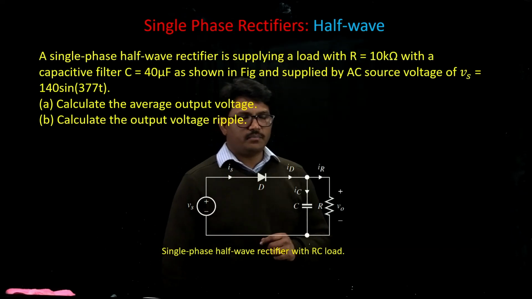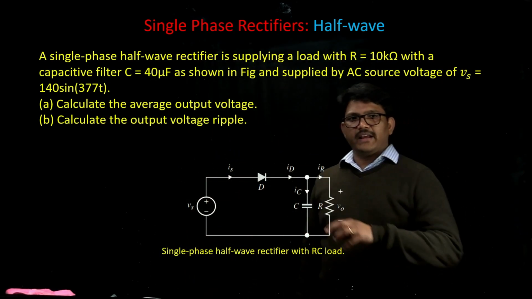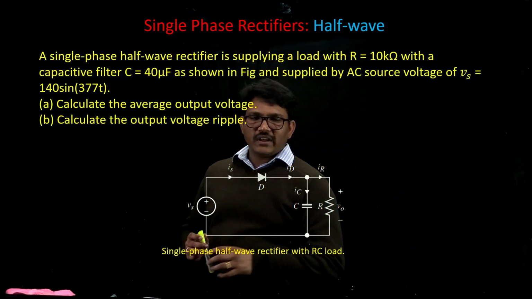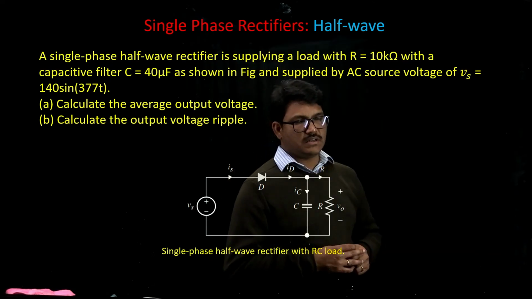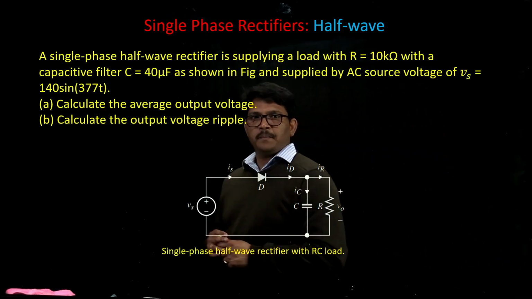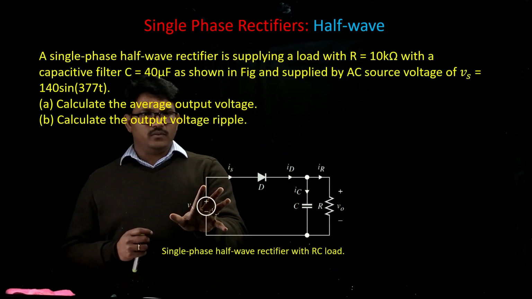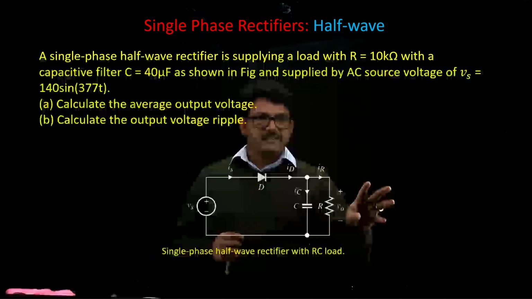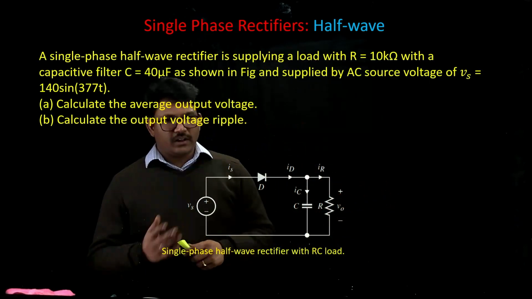Let us have a look at a problem on a half-wave rectifier which is supplying an RC load. Now the capacitor here will help us to shape the output voltage into a DC by removing the ripple in the voltages. Now we consider that the source voltage is 140 sine omega t and the value of the resistance is 10 kilo ohm and the value of the capacitance is 40 microfarad.